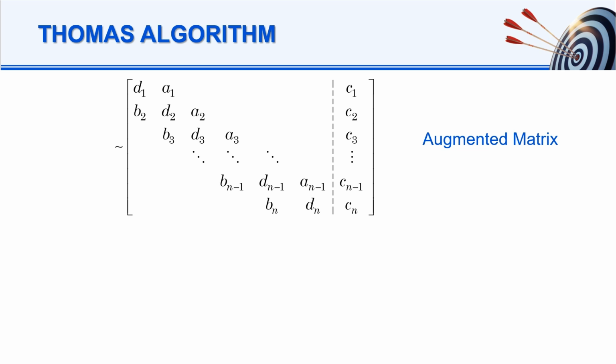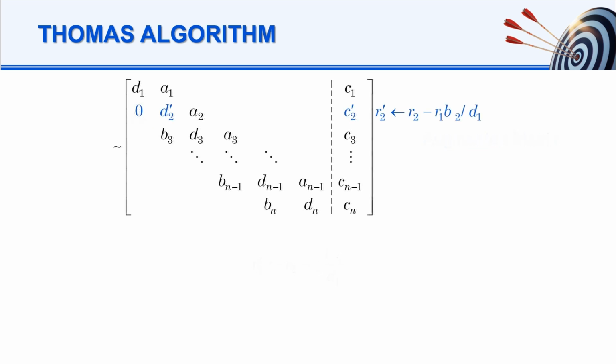The Thomas algorithm employs the Gauss elimination procedure specifically for tridiagonal systems of equations. The forward elimination procedure is employed to eliminate the subdiagonal elements. The first step is to eliminate B2, the element below D1, which is accomplished by multiplying the first row by minus B2 over D1 and adding it to the second row.